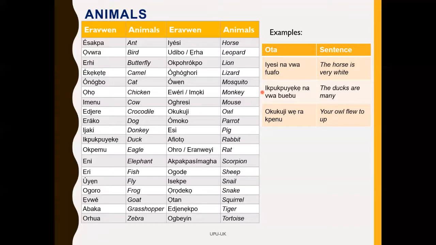Inogbo nawa abuebu. So that is cats. Yeah. So cats. We'll come on to that in a later lesson. So singular cat is onogbo. Plural cats is inogbo. Okay. So inogbo nawa abuebu. Yeah, the cats are many. Okay, good. So we'll look at this other one.